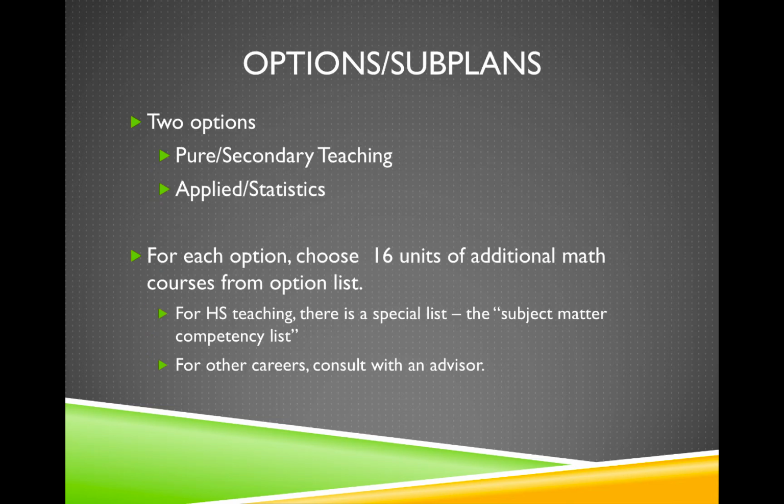In addition, there are two options or subplans. One of them is the pure/secondary teacher prep option, and the other one is the applied mathematics/statistics option. For each option, you'll choose 16 units of additional math courses from a list. If you want to become a high school math teacher, you should definitely be aware that there is a special list called the Subject Matter Competency List, and we will have a video about that soon, and you should definitely watch that video. For other careers, you should talk to the Career Center or perhaps talk to an advisor to help you choose which would be good option courses for you to take from the lists.